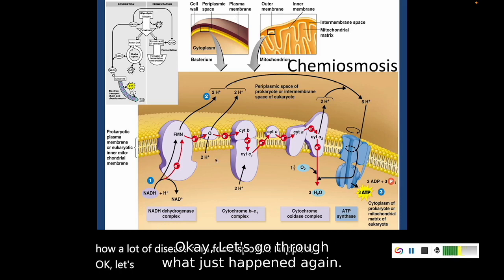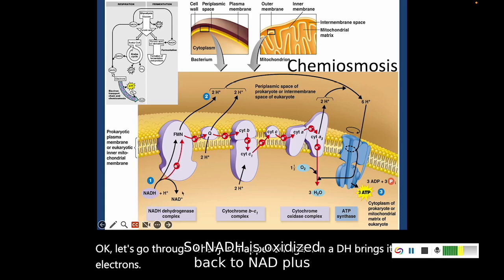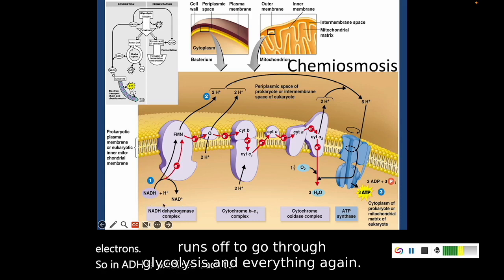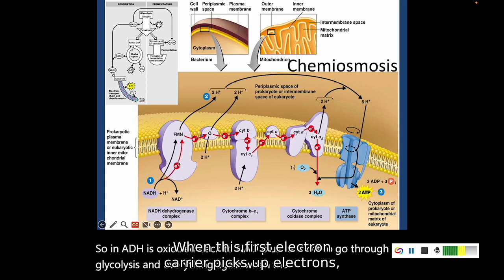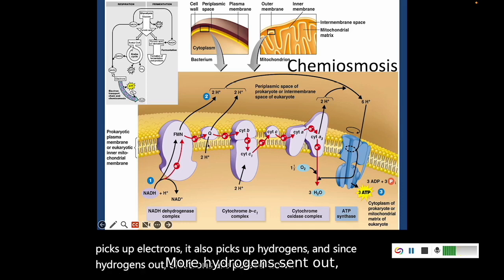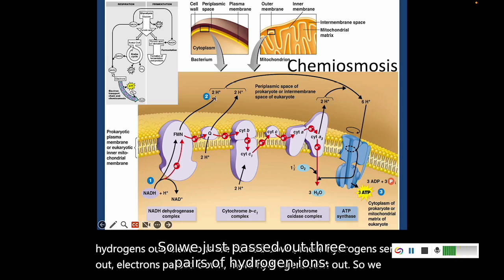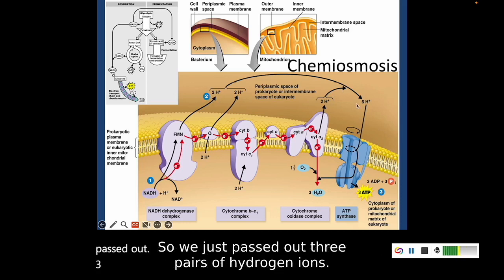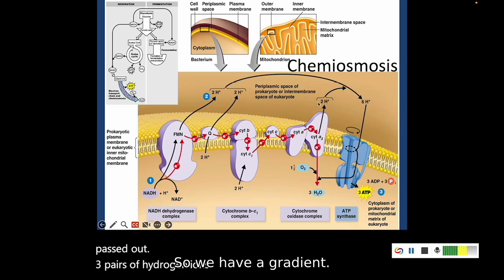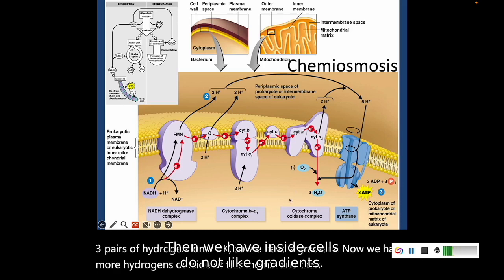Okay, let's go through what just happened again. NADH brings its electrons. So NADH is oxidized back to NAD+, and runs off to go through glycolysis and everything again. When this first electron carrier picks up electrons, it also picks up hydrogens and sends hydrogens out. Electrons are passed down, more hydrogens sent out. Electrons passed down, more hydrogens sent out. So we just passed out 3 pairs of hydrogen ions, okay? So we have a gradient now. We have more hydrogens outside of this membrane than we have inside.